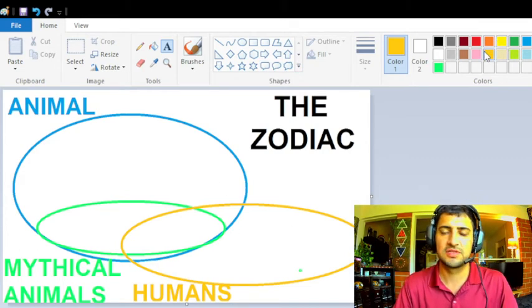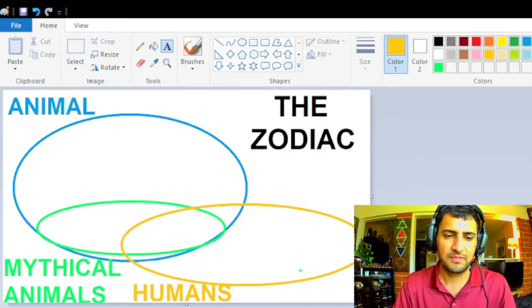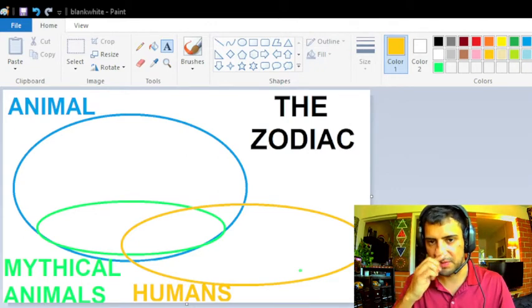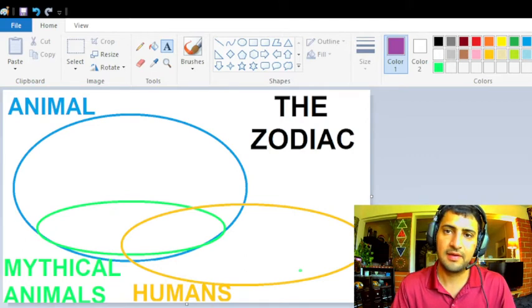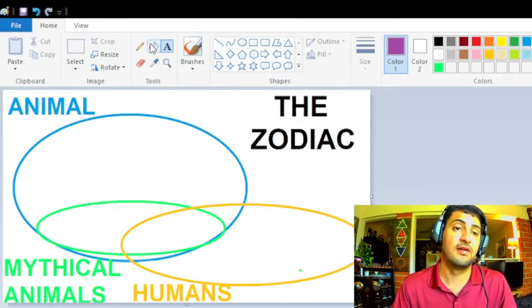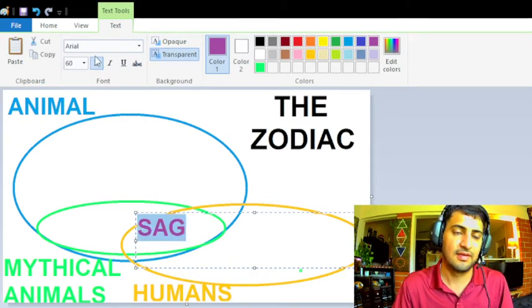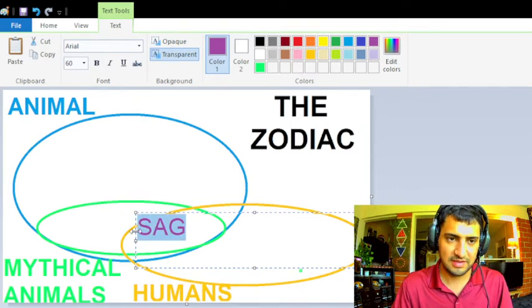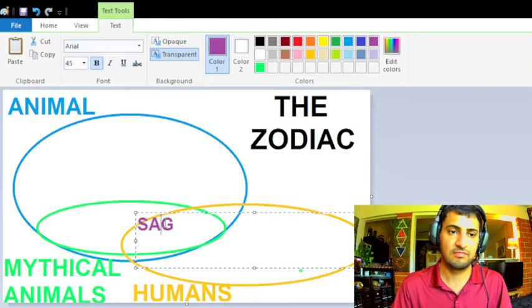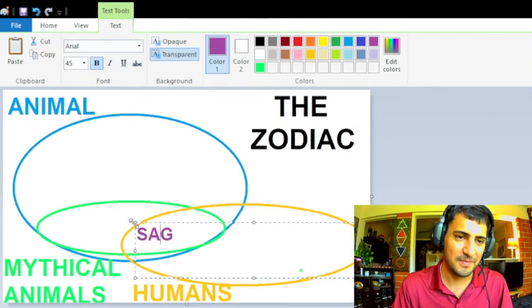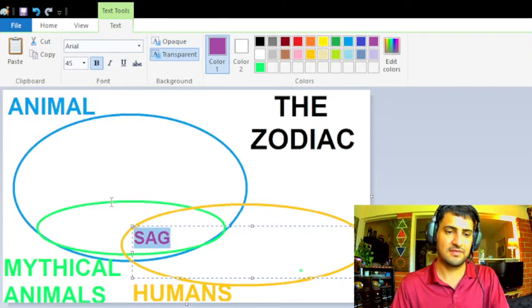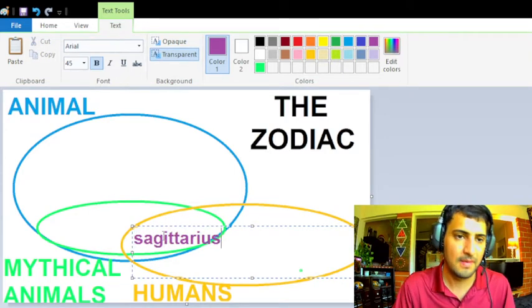What color should we make Sagittarius? I feel like maybe purple or orange. What color do you associate Sagittarius with? I think some people say purple. I'm going to do purple. But yeah, there's a lot of meaning there. That's a very interesting one because it's the only sign that is, let's make it a little bit smaller, both human and creature, animal. Let's see if we can actually spell it out, and I'll do lowercase.